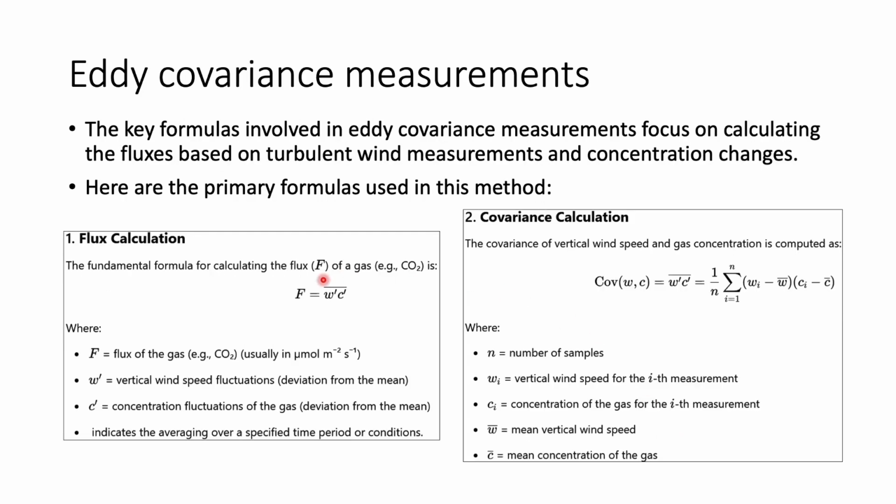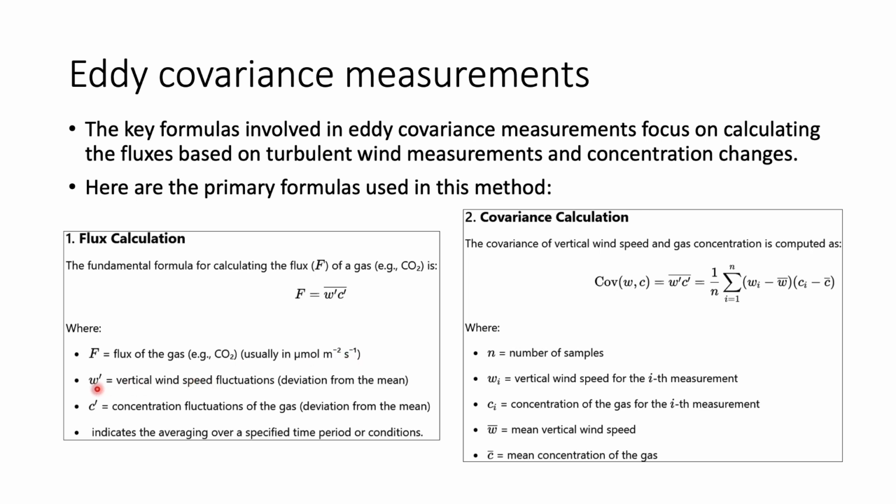So here are the eddy covariance measurements. The complete calculations are given. The key formulas involved in the eddy covariance measurements focus on calculating the fluxes based on turbulent wind measurements and concentration changes. So the primary formula for the flux calculation is given here. F, capital F, is the flux of the gas, especially CO2. Here it is usually expressed in micromoles per meter squared per second.